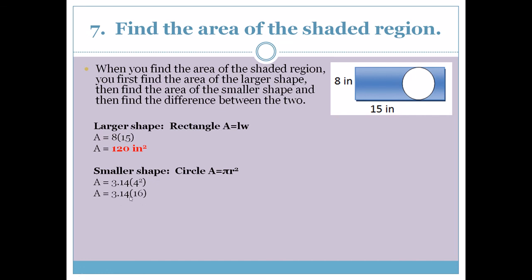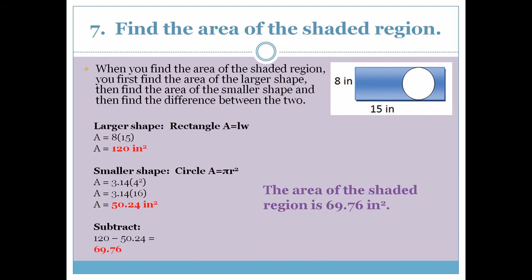Alrighty, so we have 16 times 3.14. So the area of the circle is 50.24 inches squared. The next step is to find the difference between the two. Subtract! We're going to subtract. 120 take away 50.24 equals 69.76. And what have we been saying the whole time? The last step is to answer the question. So the area of the shaded region is 69.76 inches squared.